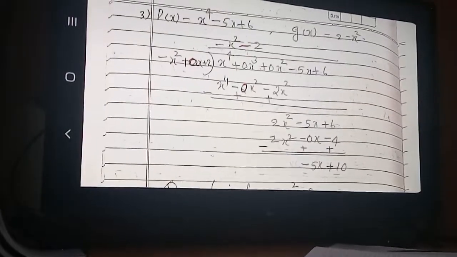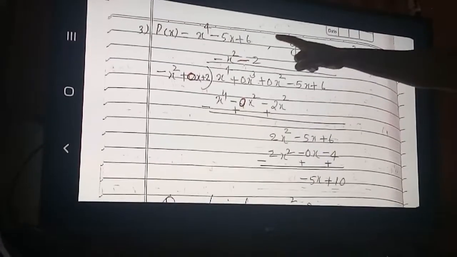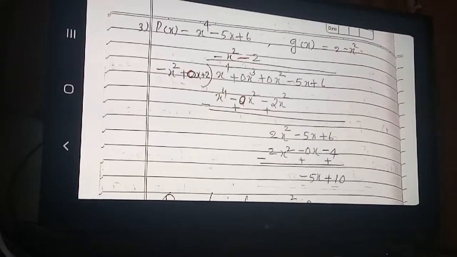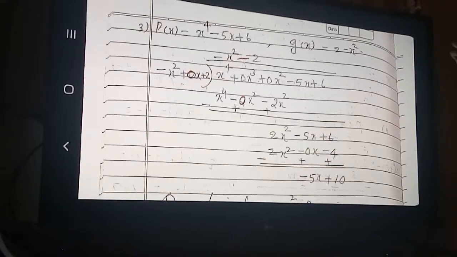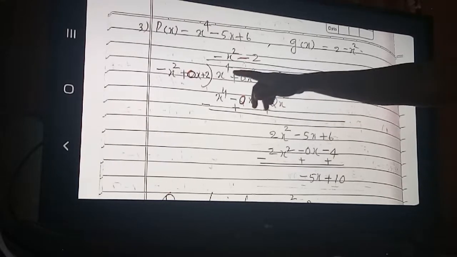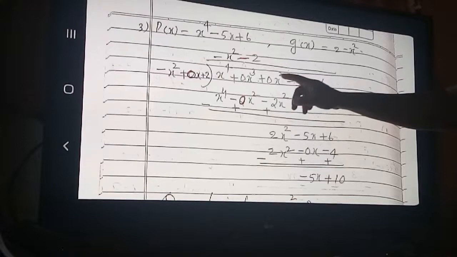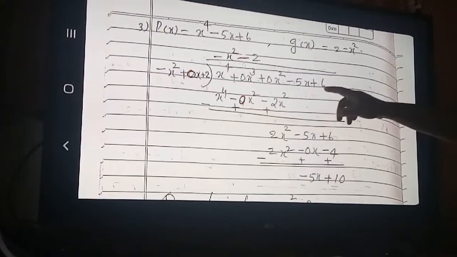Now the next sum, the third sum. p(x) is equal to x raised to 4 minus 5x plus 6 and g(x) is equal to 2 minus x square. So here also the same method is there. You have to arrange in descending order, the dividend polynomial and the divisor polynomial both. So here x raised to 4, the x cube term is not there, so I wrote 0. Here the x square term is not there, we wrote 0. And then the 5x term, then 6.